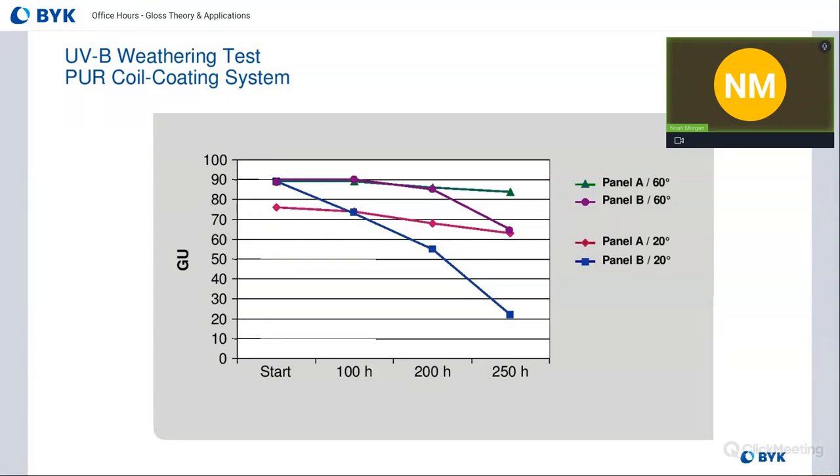So really, we should be measuring with the 20 degree because of this higher range. And when we measure with the 20 degrees, we see this big difference between the two panels, as well as the weathering over time. So it's important to know which geometry to use. And if you have something that can measure all geometries, that's the best because it can tell the entire story of that sample.